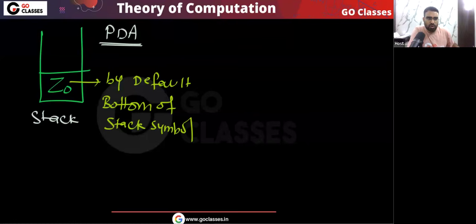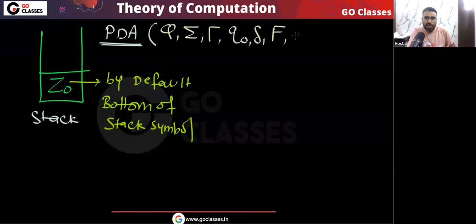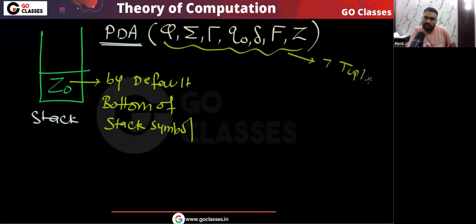If you remember the definition of PDA that we have seen, in our definition we have a set of states, an input alphabet, a stack alphabet, a start state, transitions, a set of final states, and also by default a bottom of the stack symbol. Yes or no? This is our definition of PDA, which is basically a 7 tuple. If you look here, there are 7 components in total.